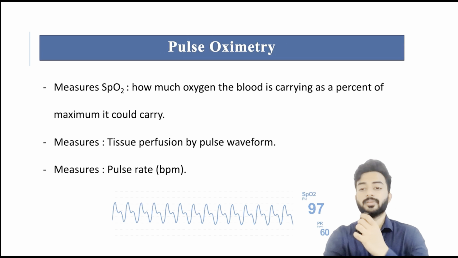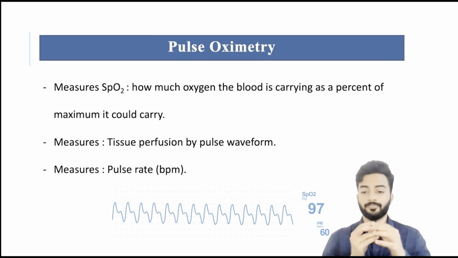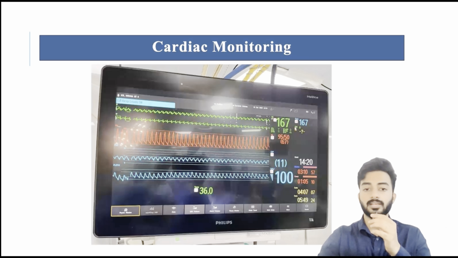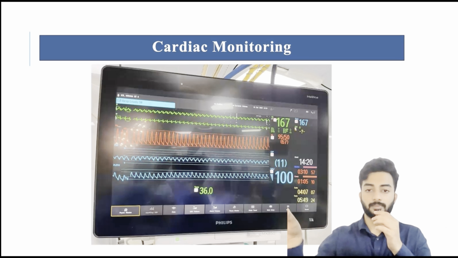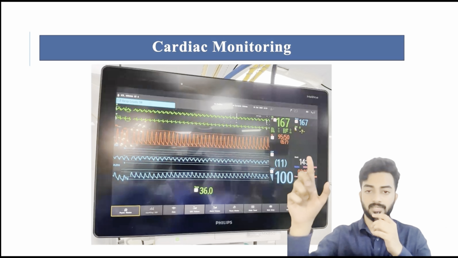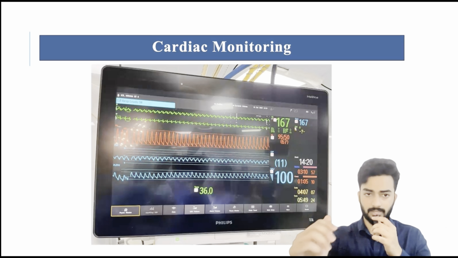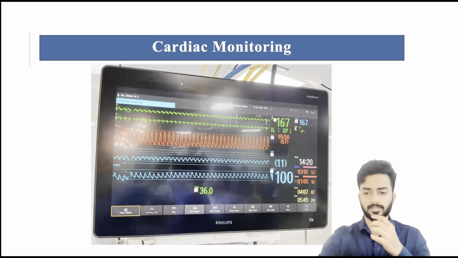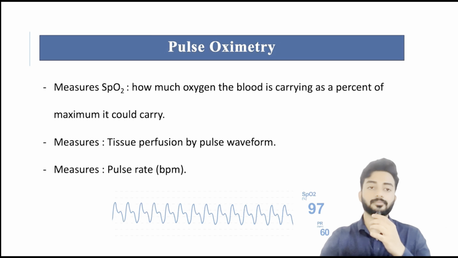So what is a pulse oximeter? It measures the SpO₂. As we have seen in the previous slide, this graph and 100%, and above it is written 167. It is the pulse rate. It was an ICR case, so it is an infant. That's why the heart rate is very high.